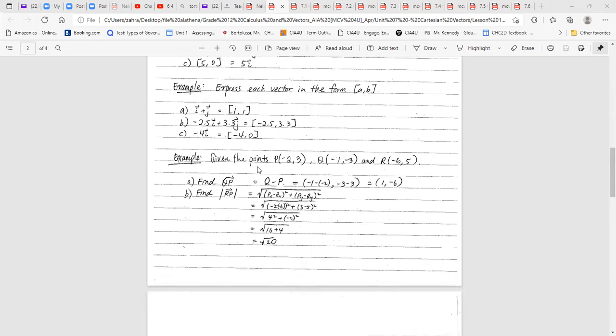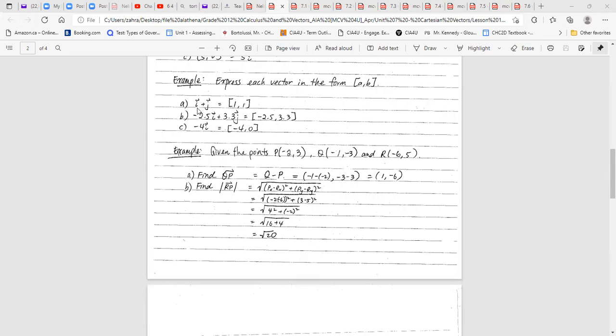Express each vector in the form AB. Of course, this is 1, 1: the coefficient of i is x, the coefficient of j is y, so it's going to be 1, 1. Negative 2.5i plus 3.3j means your x component is negative 2.5, y component is 3.3. Negative 4i doesn't have j, which means the y component is 0 and you just have the x component, which is negative 4.